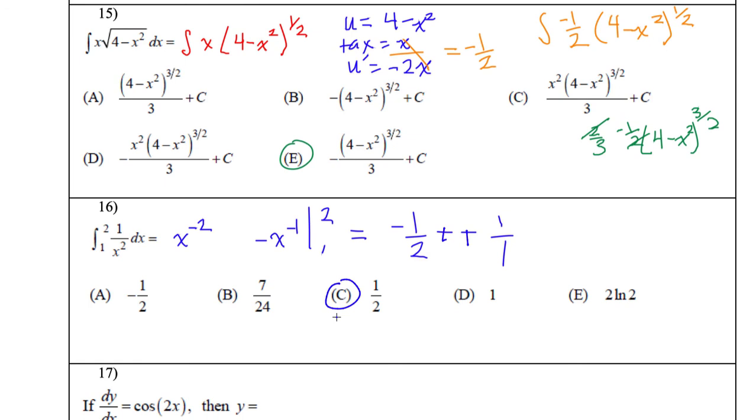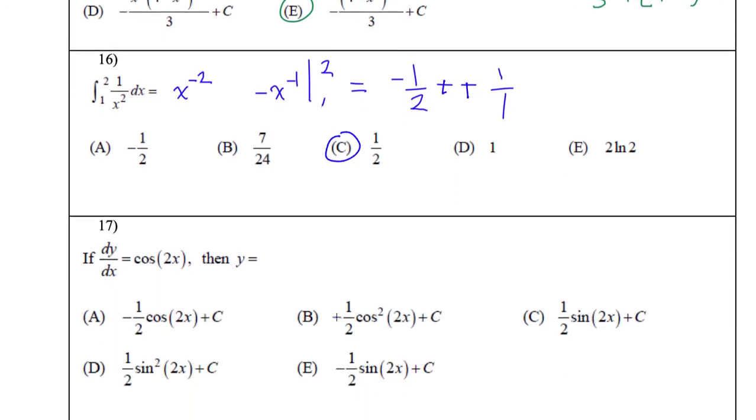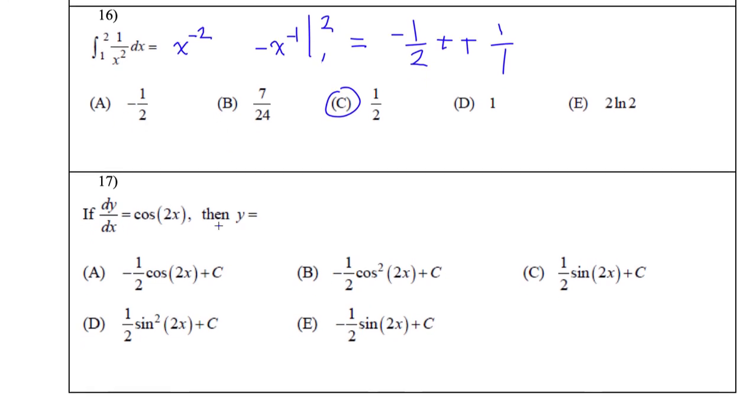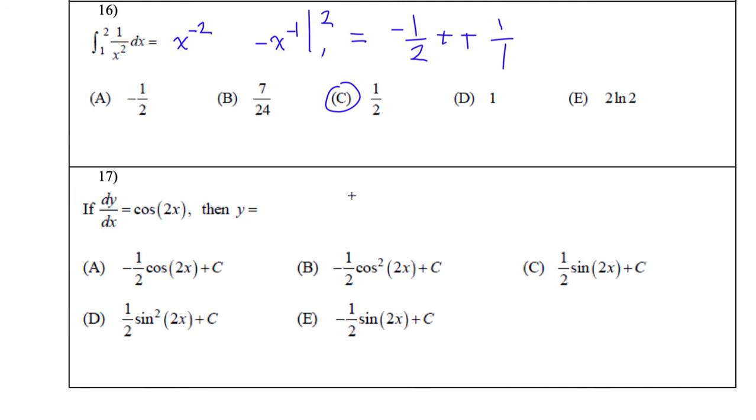The video's up. Where the two negatives make a positive sign came from? Yes. Number 17, my derivative is cosine of 2x. So to get back to the normal, I have to take the antiderivative.